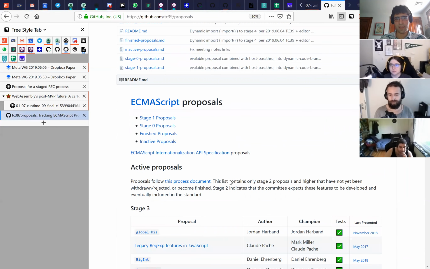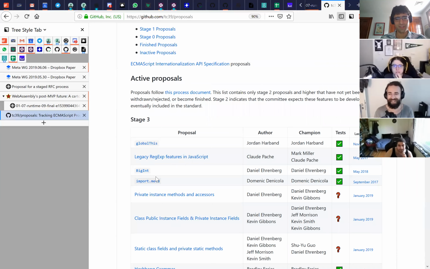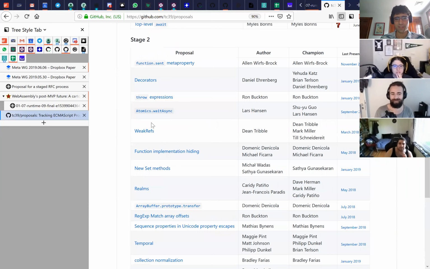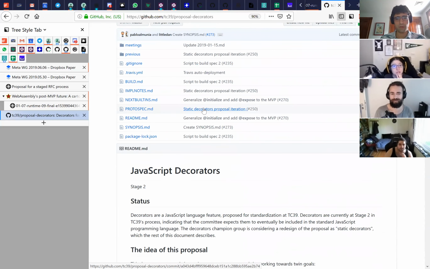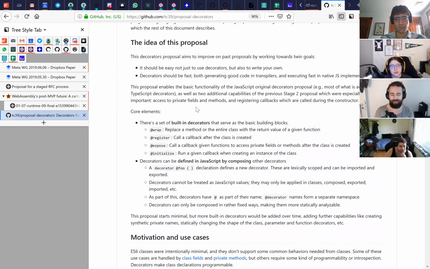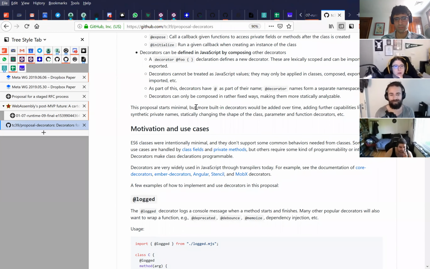In particular, they have this website, for example. This is something I obviously strongly wish we had. It communicates there's a bunch of proposals. Here are the authors, champions, test status, expected dates, different stages. And you can click on one, like, oh, I'd like to learn about decorators, and then you go to its associated repo. That's cool. Explainer, this is totally what we want to be having, right?